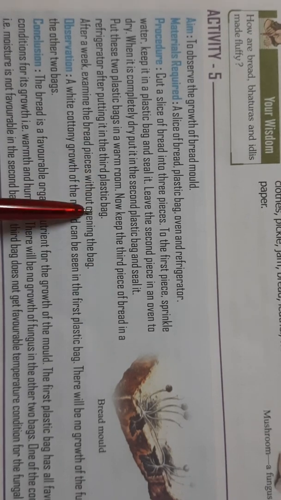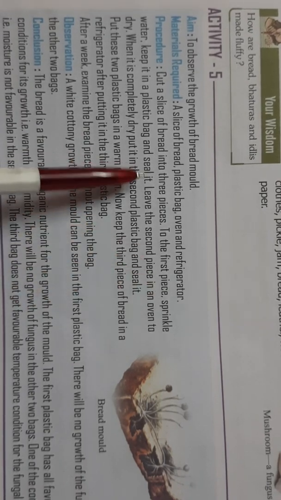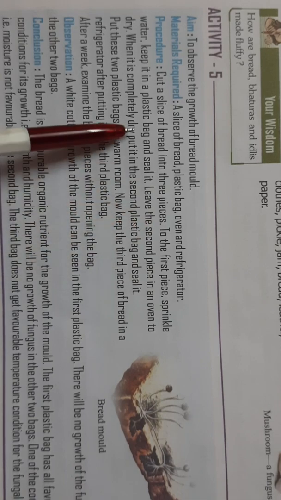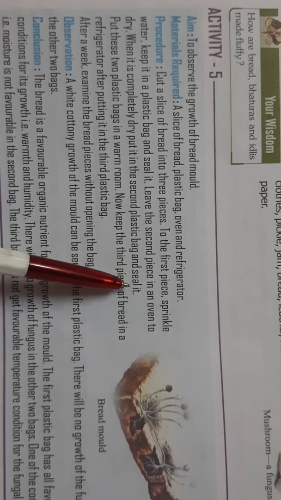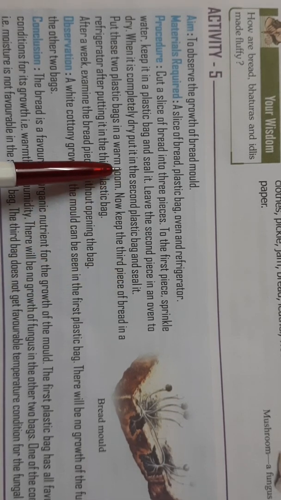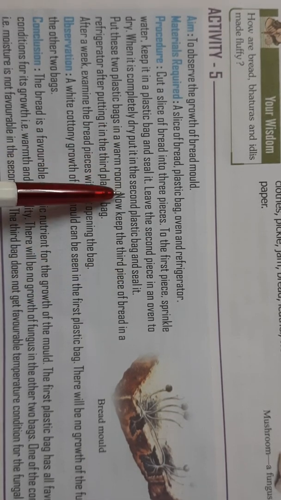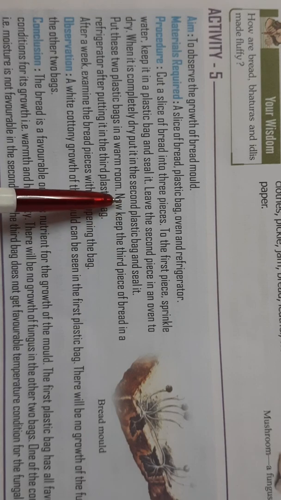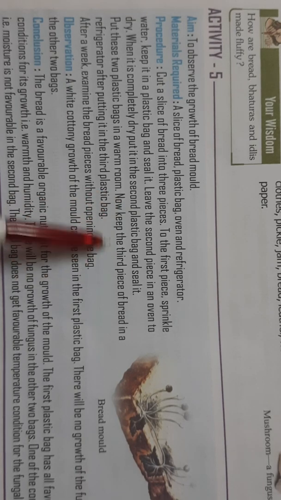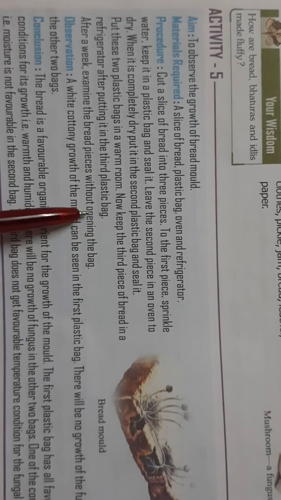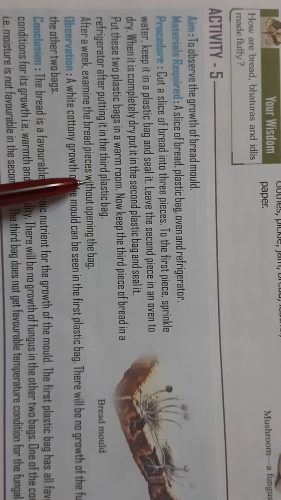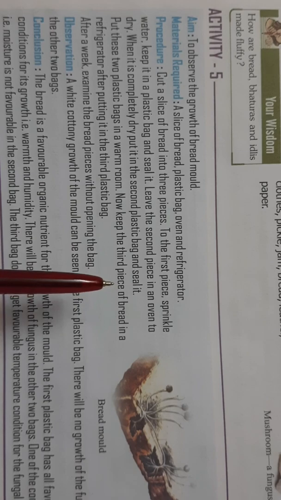I hope children you understood. First one, you have to sprinkle water, put it in a plastic bag and seal it. The second one, what did you do? You put it in the oven so that it gets dried up, and then you sealed it in a plastic bag. And the third one, you put it in a refrigerator after putting it in a plastic bag. You have to keep it for 1 week without opening the bag.